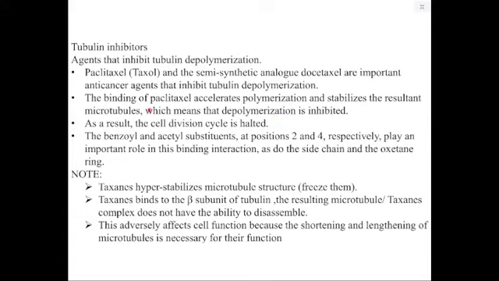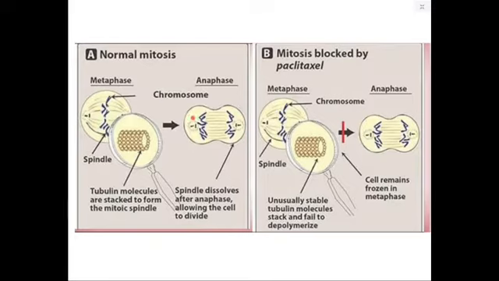cell division. So the binding of paclitaxel accelerates polymerization and stabilizes the resultant microtubules, which means the depolymerization is inhibited. As a result, the cell division cycle is halted. And we can look at that process. And this is what we are saying.